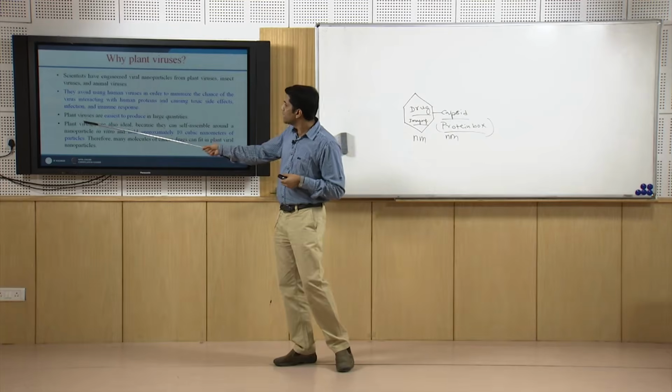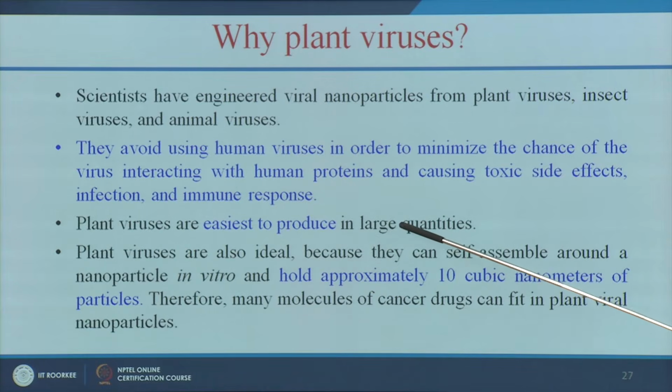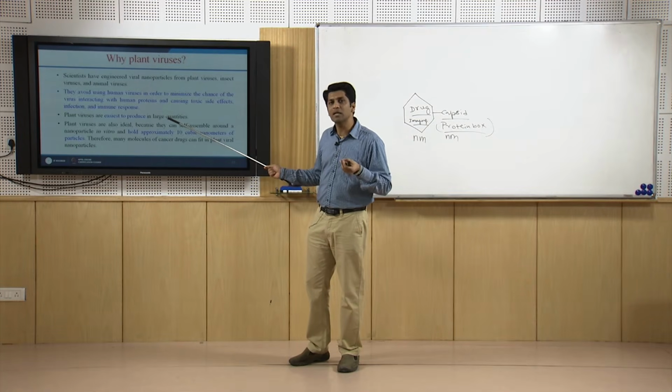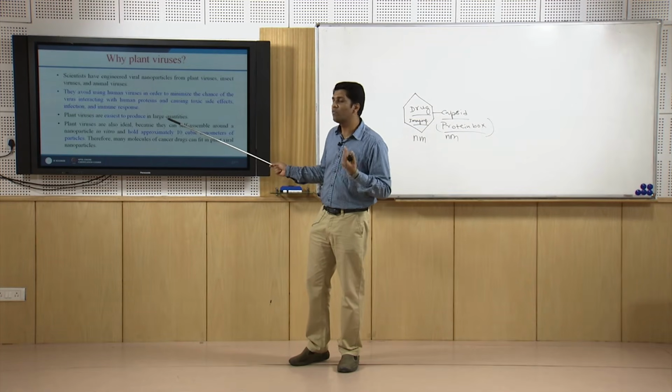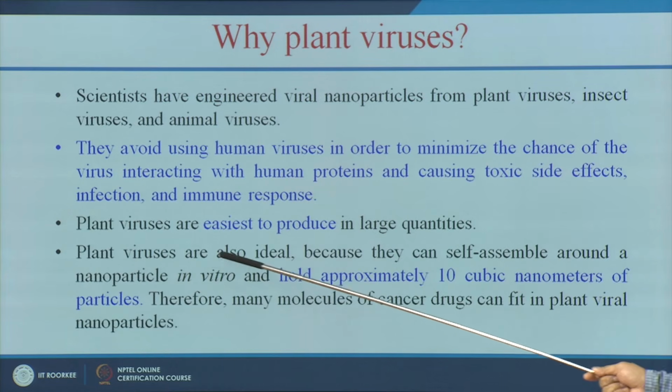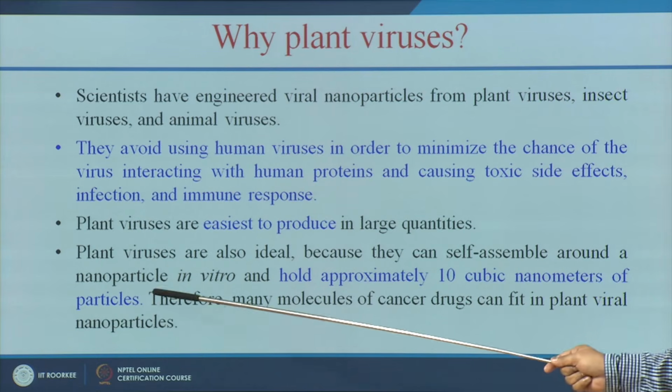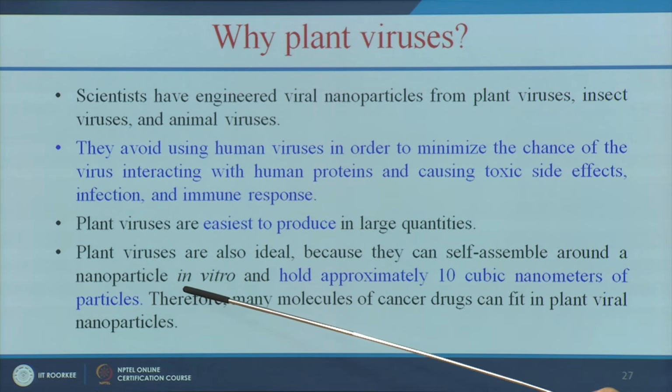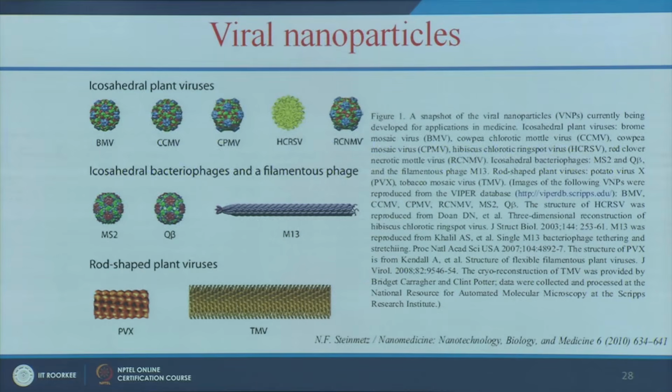But in this case it is very easy to produce in large quantities. You are going to add the virus to the plant leaf, and this plant leaf is going to make millions of virus. Okay. And another advantage of using the plant virus is it can hold 10 cubic nanometers of particles. So the size of the plant virus is bigger, so that we can load more amount of anti-cancer drug or any kind of therapeutic molecule inside the plant based viral particles.